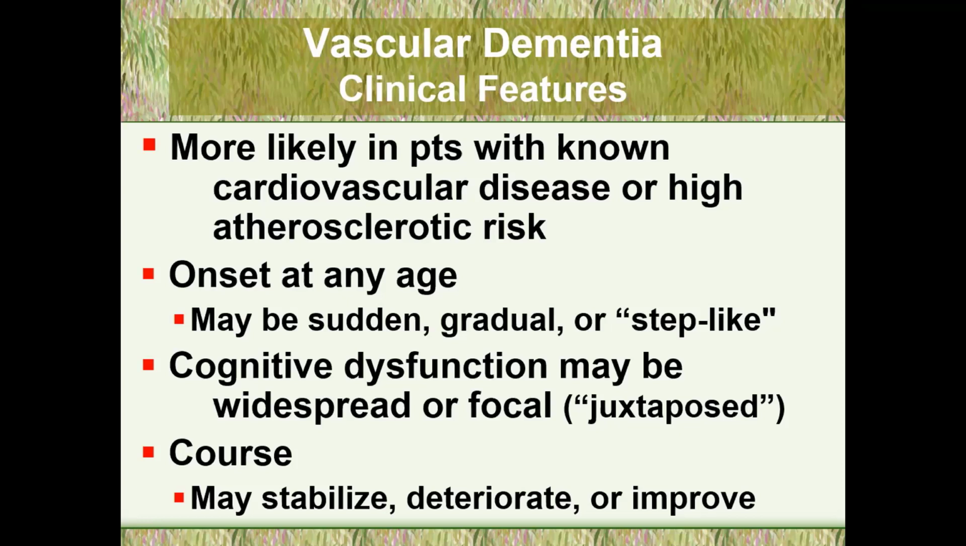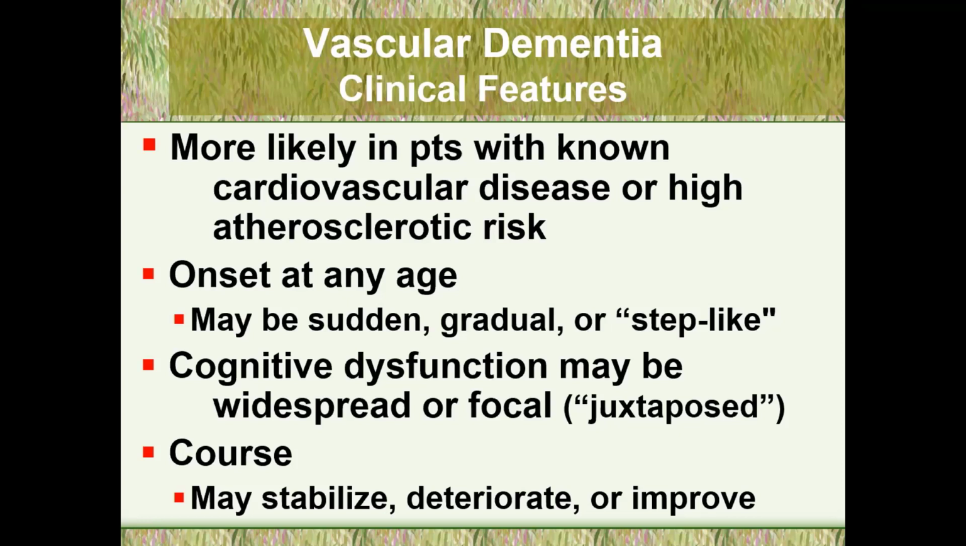So vascular dementia is an atherosclerotic disease. It usually occurs with other atherosclerotic diseases. Therefore, the onset could be at any age. It can occur in the 30s, 40s, 50s, or in an advanced age. And in contrast to Alzheimer's, which has a gradual onset, vascular dementia can have any type of onset: sudden, that is a stroke, a gradual onset, or a step-like process where they have a problem, they stabilize, have another problem, stabilize, and it looks like a stair step.